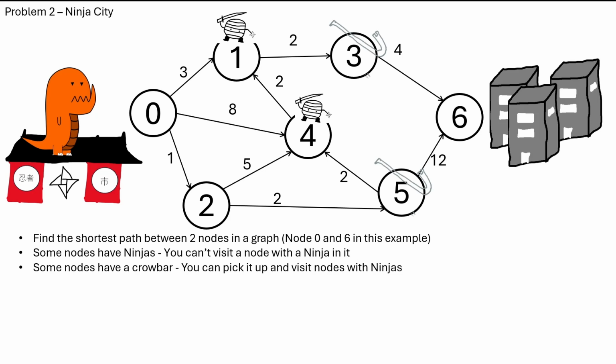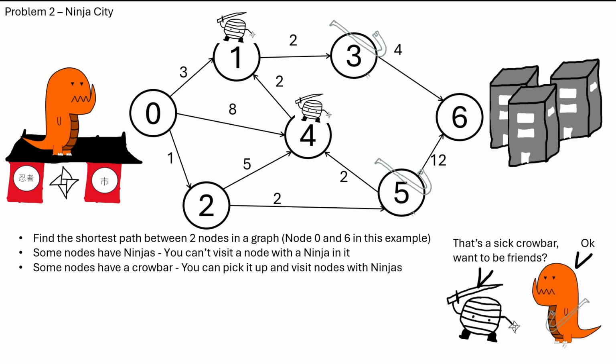That is, unless he picks up a crowbar first. Some nodes have crowbars. In this example, just nodes 5 and 3. If Plebosaur picks up a crowbar, then he can freely visit nodes with ninjas on them. This is because he's confident he can use the crowbar to peacefully resolve any potential conflict. For the sake of simplicity, let's also assume that a node can't have simultaneously both a crowbar and a ninja on it.